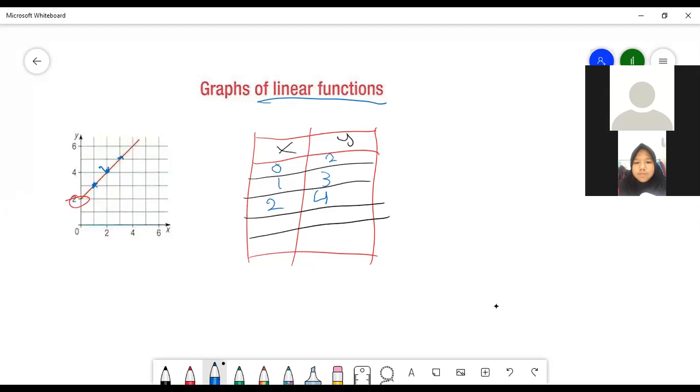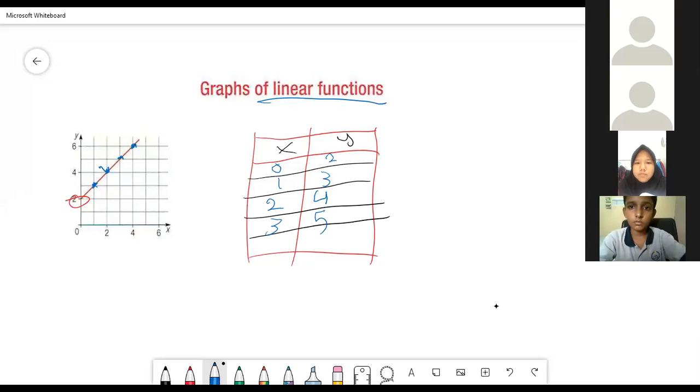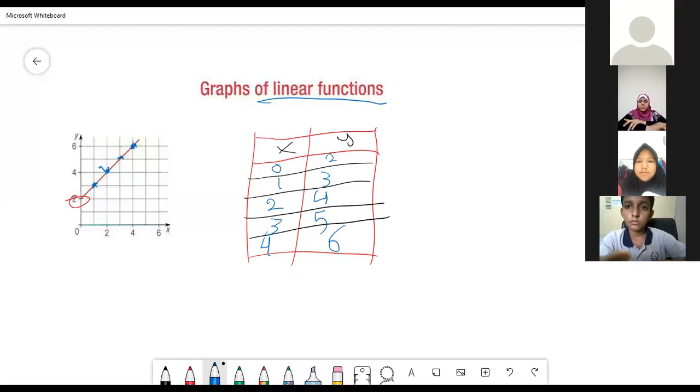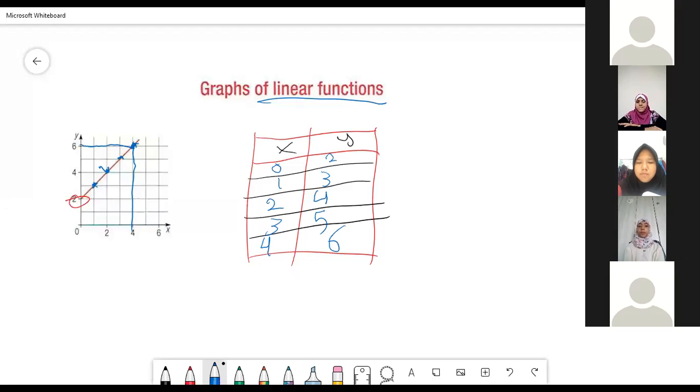Rayyan? 3, 5. 3 and 5. Good. Let's take this point as the last point. Who can tell me what is its coordinate? 4 and 6, right? Okay. Its coordinate on X is 4 and on Y is 6.